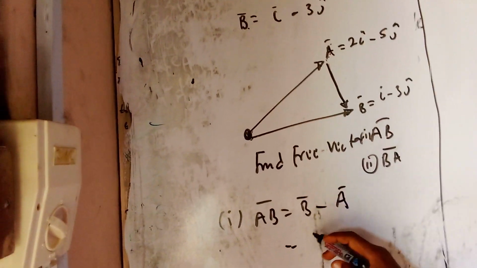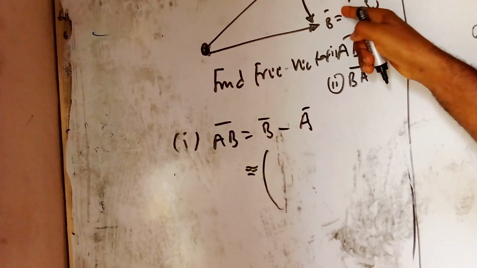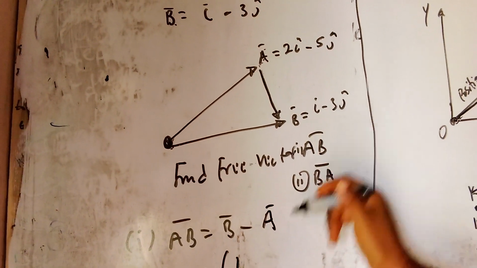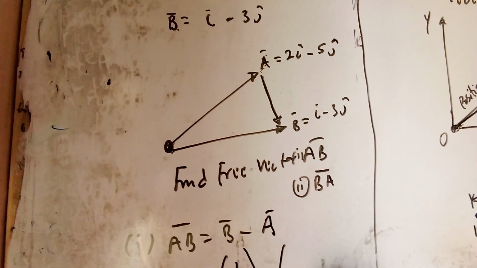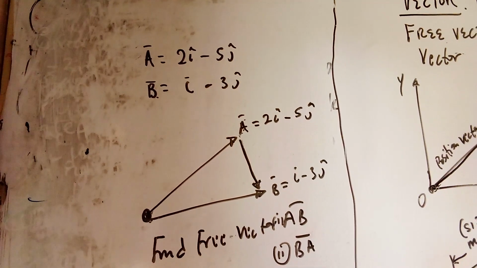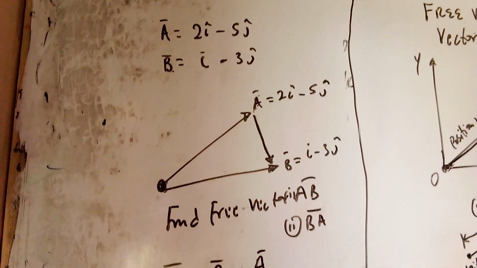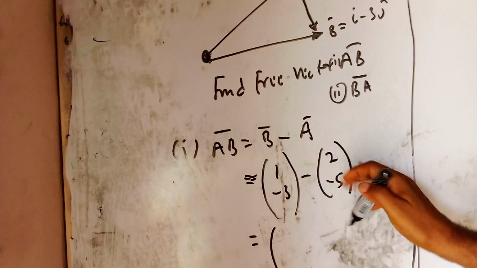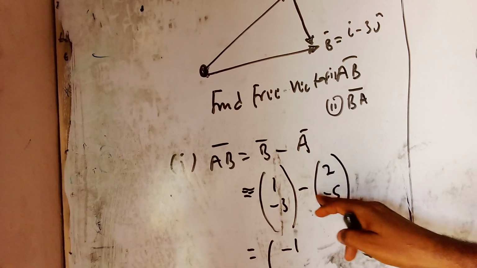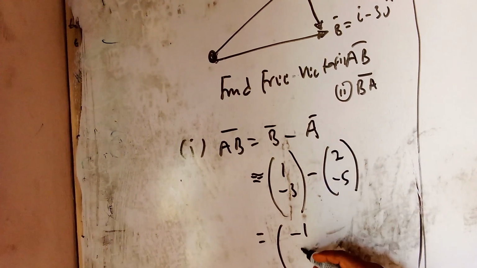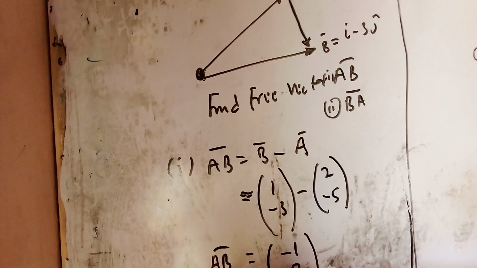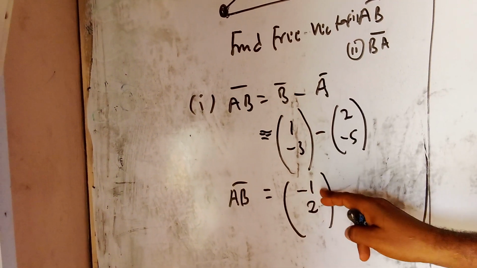And vector B in column form, I take the coefficients. So the coefficients will be 1 and minus 3. Then minus vector A, I take the coefficients to be 2 and minus 5. So I combine these two now. 1 take away 2 will give us minus 1. Minus 3 minus minus 5. Minus times minus, that's plus. Minus 3 plus 5 will give us plus 2. So that means vector AB is minus 1 and 2.